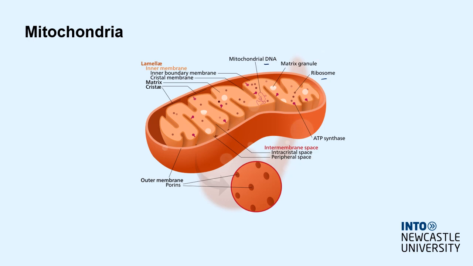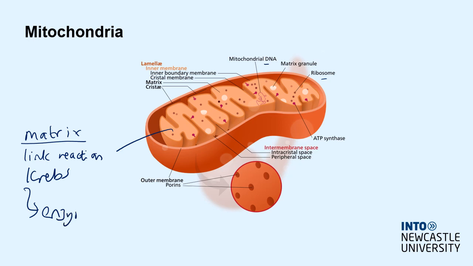And it means that in the matrix itself, this is where we're going to do the link reaction and the Krebs cycle, so the enzymes needed to do them only have to be here. It's more energy efficient. You don't have to produce all these enzymes and have them throughout the entire cytoplasm of the cell. Instead, you can concentrate them into the small space inside the matrix, so it's a much more efficient system.